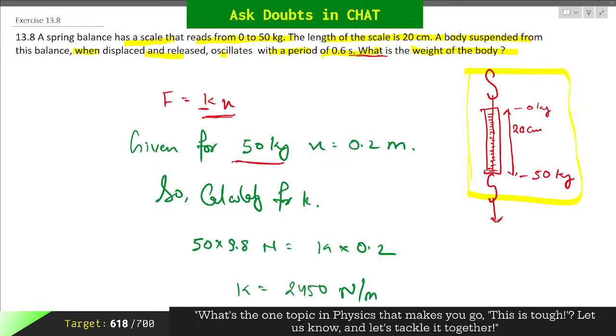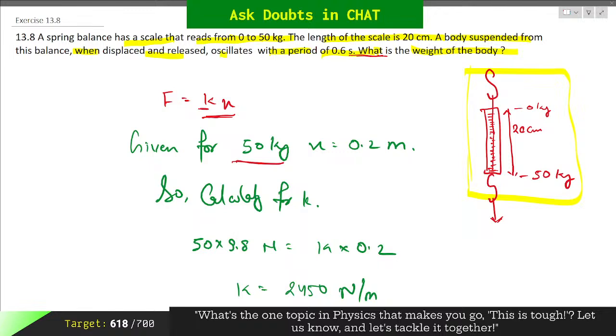The question says that a spring balance has a scale that reads from 0 to 50 kg. The length of the scale is 20 centimeter. A body suspended from this balance when displaced and released oscillates with the period of 0.6 second. What is the weight of the body? So here we have to find out the weight of the body, and given that for 50 kg the displacement is 0.2 meter.